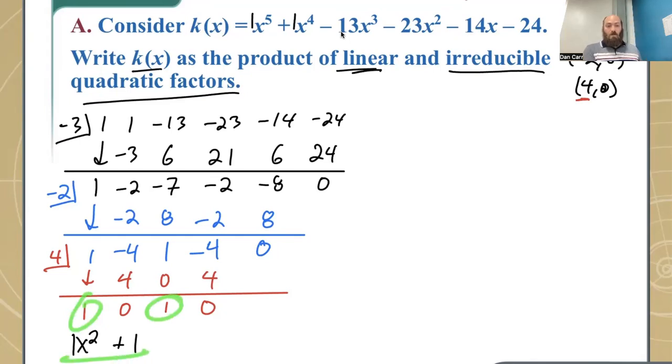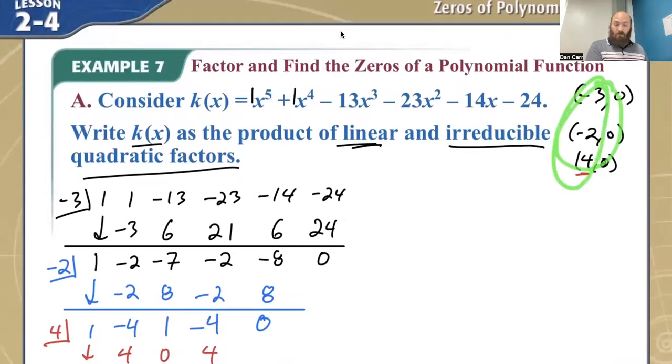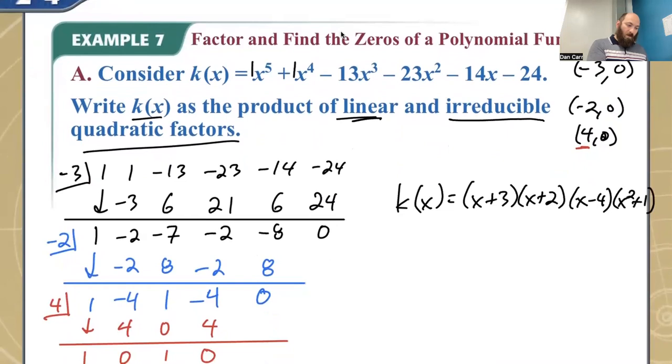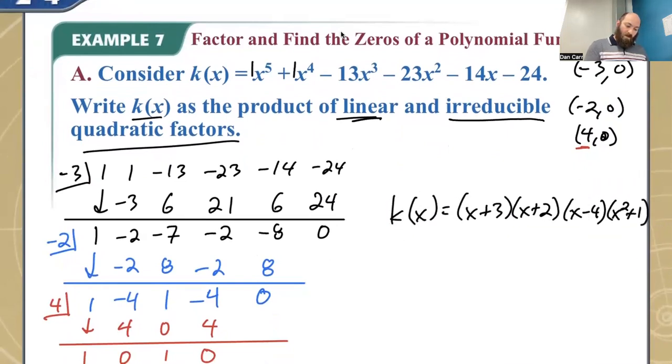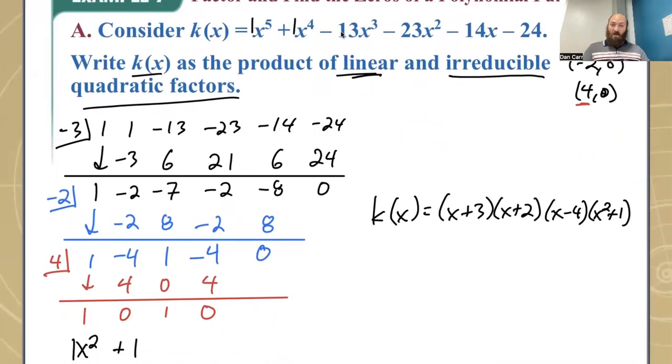x squared plus 1. So using our known zeros, we're going to rewrite this k of x function as the factors. It crosses at -3, so it's going to be x plus 3, x plus 2, x minus 4, x squared plus 1. There's my k of x function, all factored out with irreducible quadratic factors.